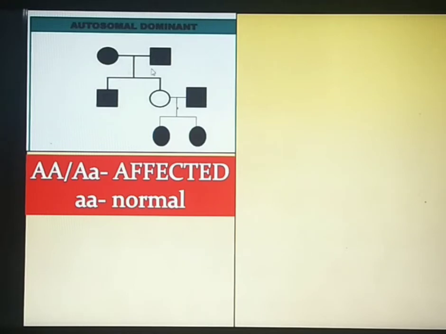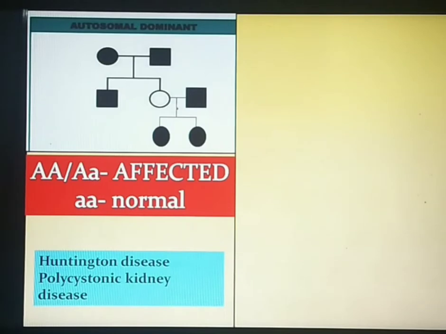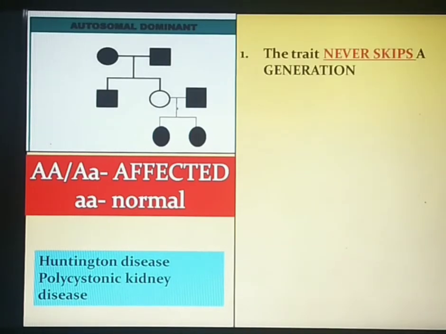Here we can see the shaded ones are the dominant, wherein we are studying this particular trait. Some autosomal dominant diseases are Huntington disease and polycystic kidney disease. The first rule to identify this chart is that the trait never skips a generation. So at least one member in every generation will have this disease. We have to keep this first point in our mind.